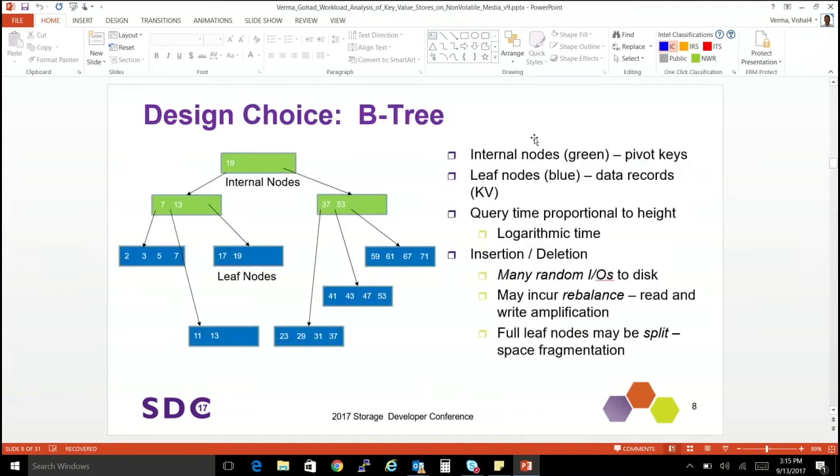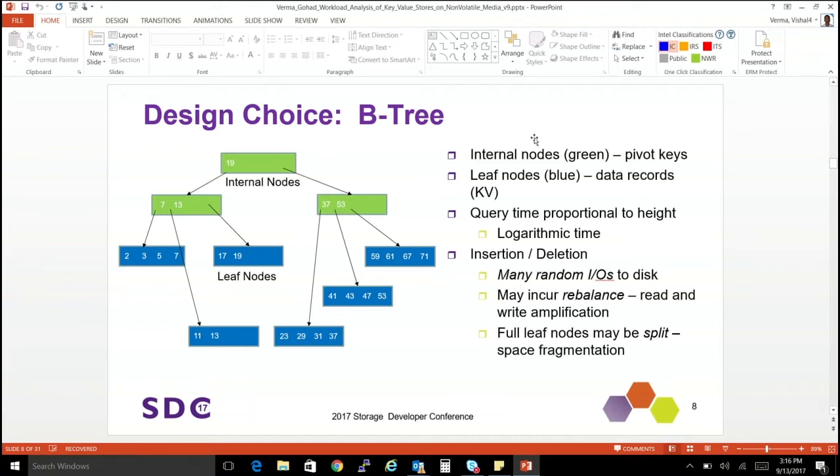So we'll start with the traditional B-Tree. In this diagram, we're showing internal nodes, which are shaded green, which are pivot keys. Then there are leaf nodes, which actually store the data, in this case key-value pairs. And as you can see, there is a root node right at the top. Any value which is less than that value goes left. Any value on the right is greater than that. So that's a balanced tree, which we call a B-Tree. It has an inherent property of being balanced.